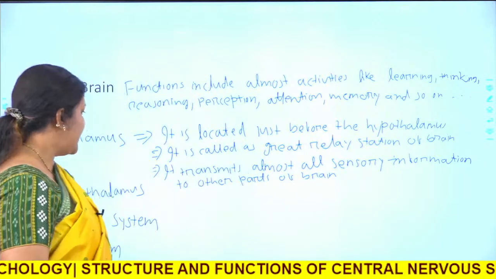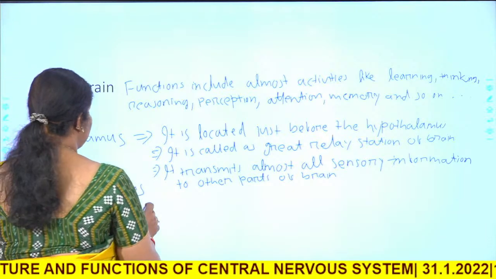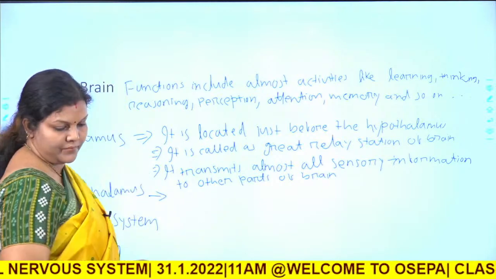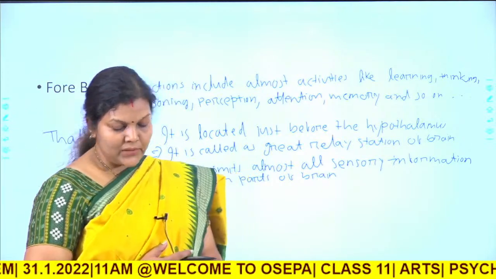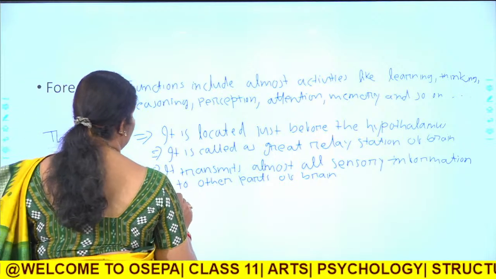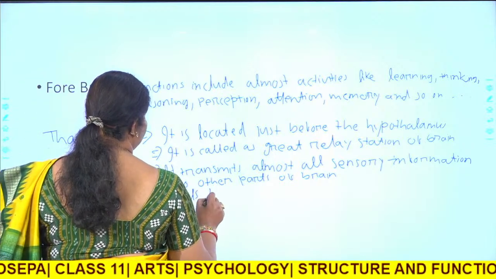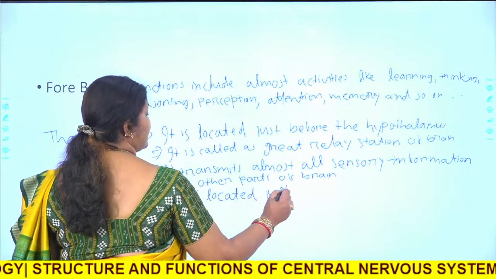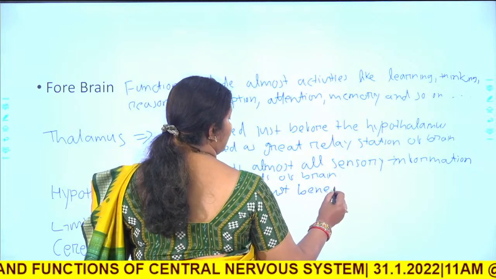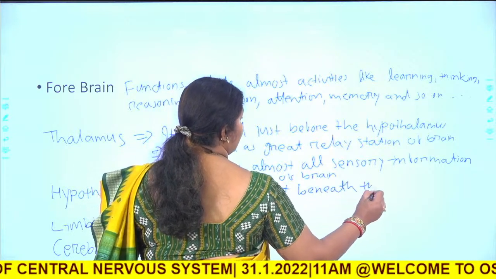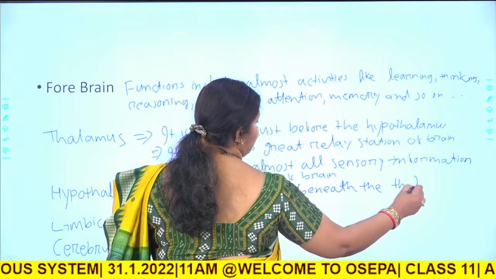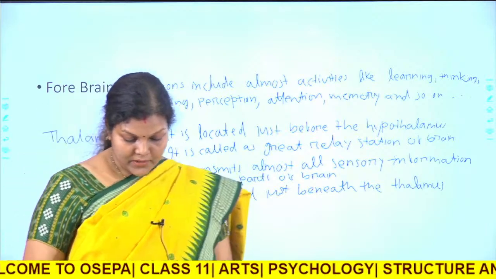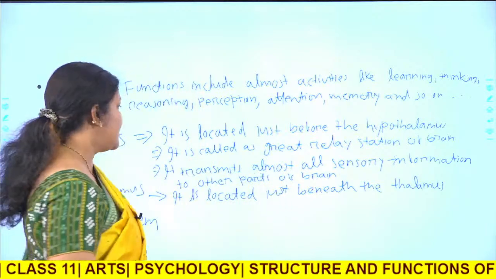Next come to the hypothalamus subdivision. The hypothalamus is located just beneath the thalamus. Its weight is about 4 grams.